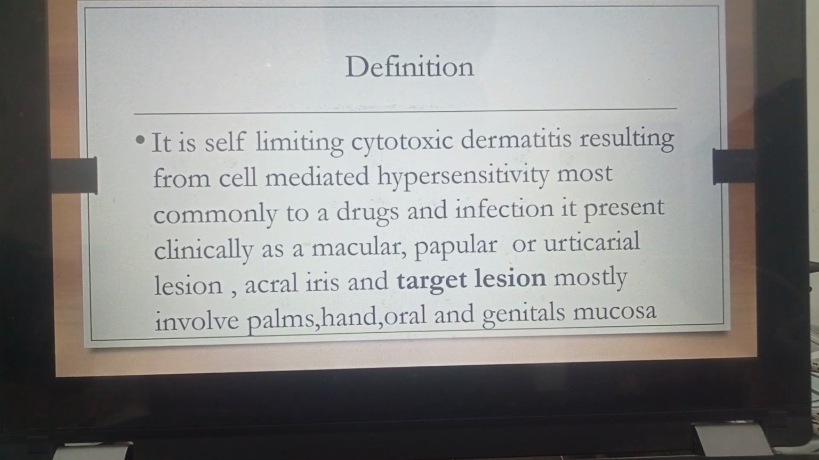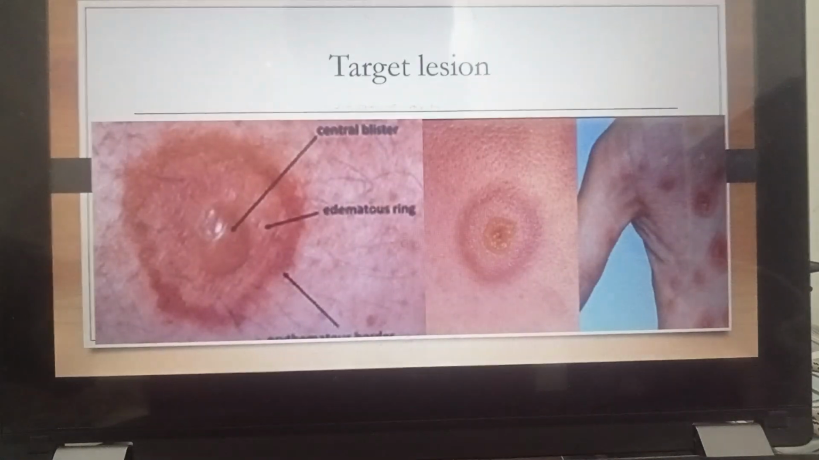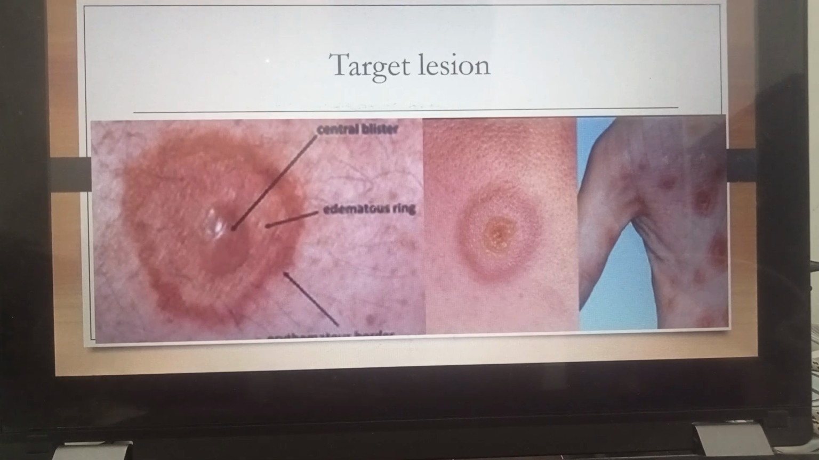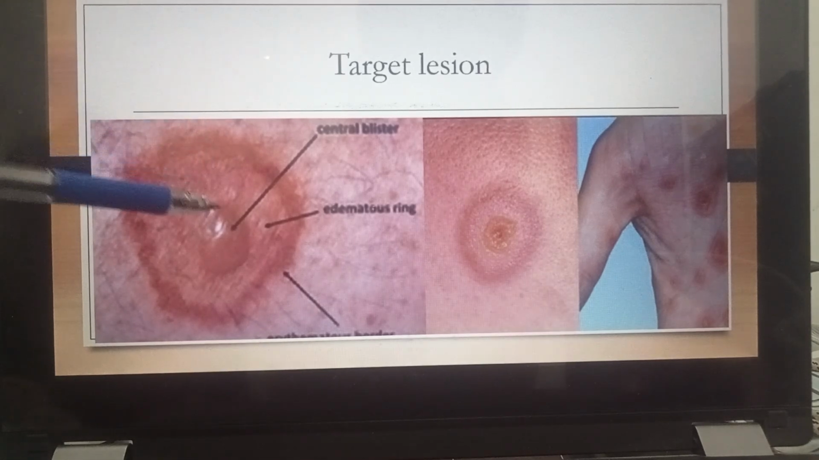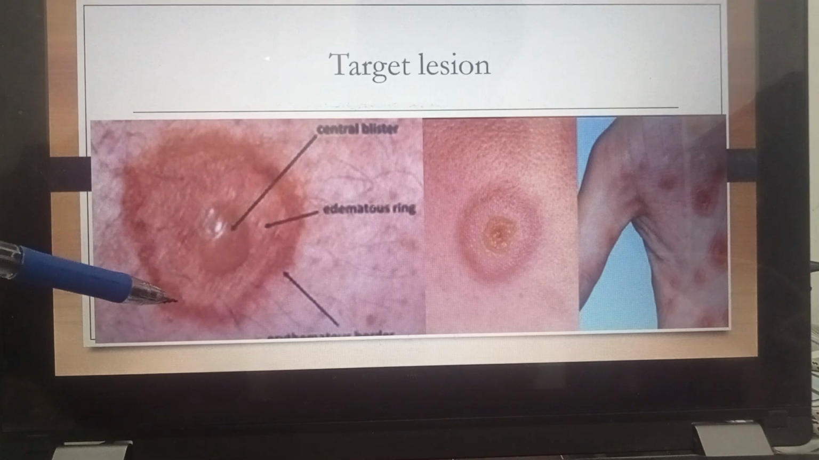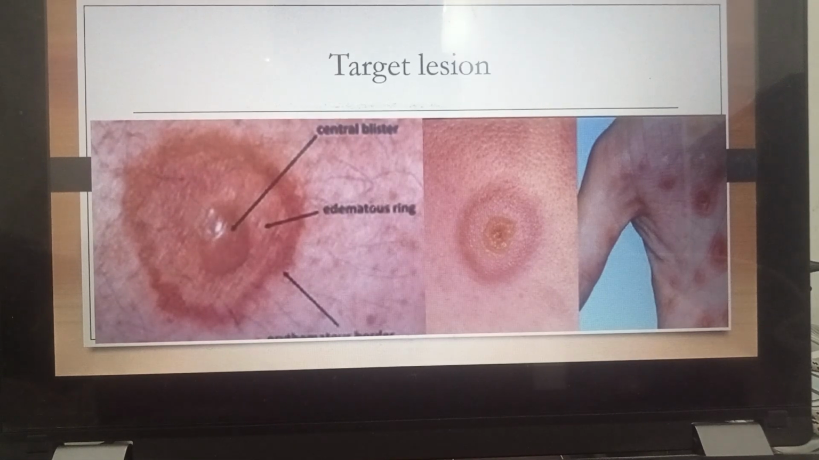Mostly it involves the palm, hand, and oral and genital mucosa. These are the target lesions, which are a pathognomonic sign of erythema multiforme. These target lesions are characterized by three zones. Number one is the central dusky zone, second is the edematous zone, and third is the erythematous zone with clear edges. These three zones are the structure present in a target lesion. These are the pathognomonic signs of erythema multiforme.